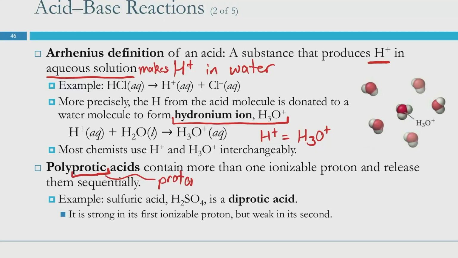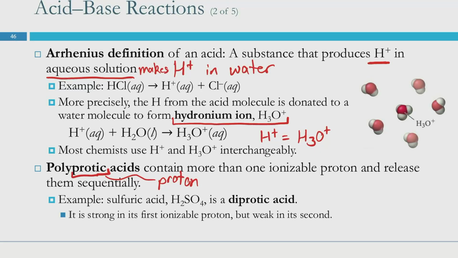There are also things that can produce more than one ionizable proton or have more than one proton that can be released. And we call these polyprotic acids. So they may have 2 or 3 H+ that they can release. And the way that we know this isn't always true, but oftentimes we can tell that it's a polyprotic acid because it's got multiple H's in front. This is not always the case, but often it is.